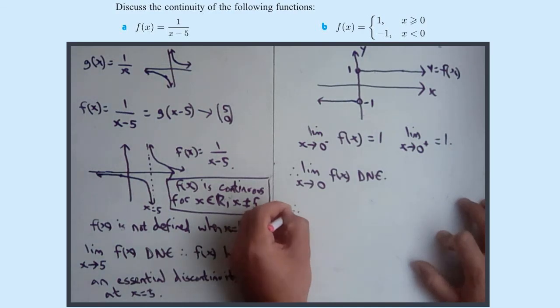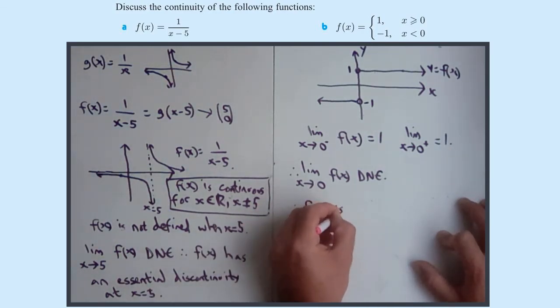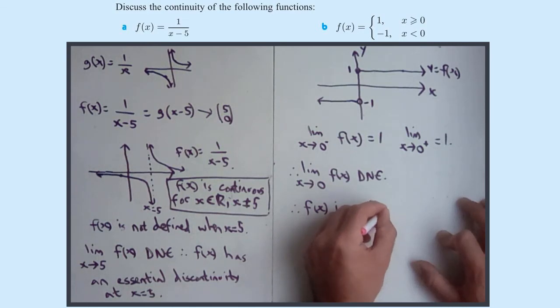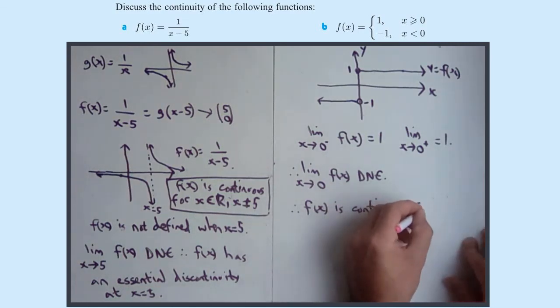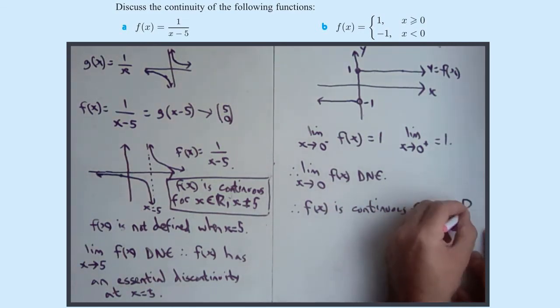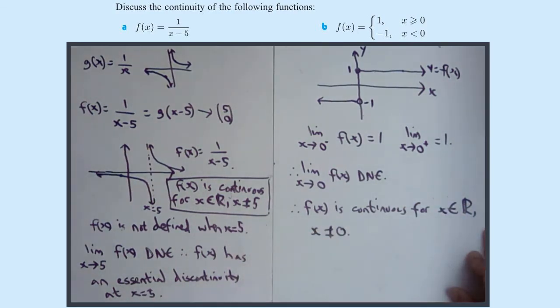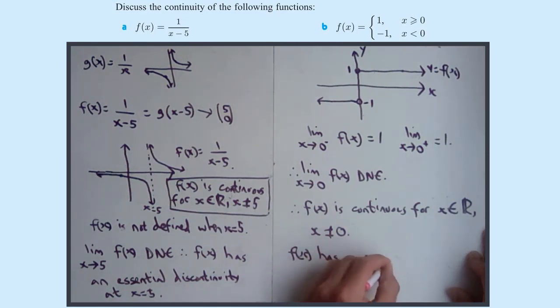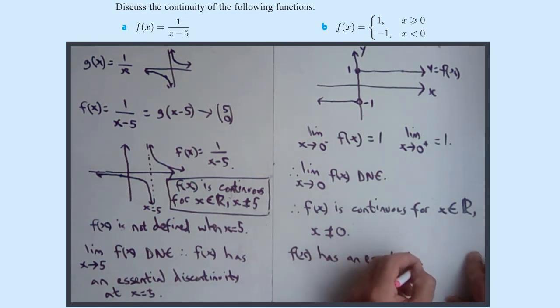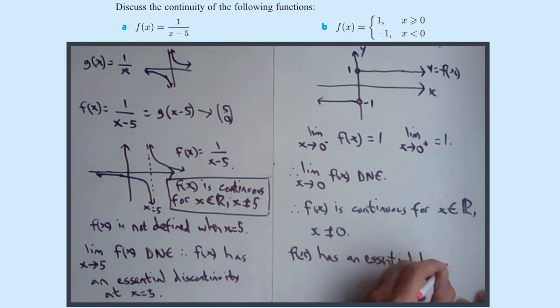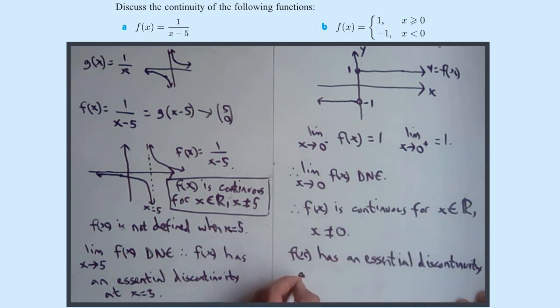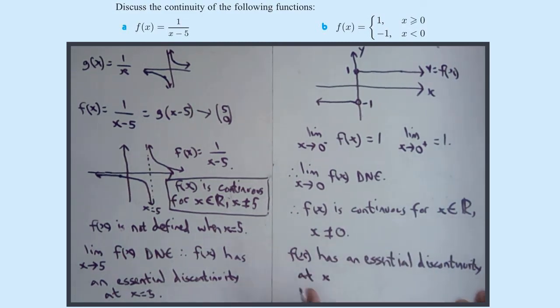So f of x is continuous for all real x apart from 0, and here we have an essential discontinuity at x equals 0.